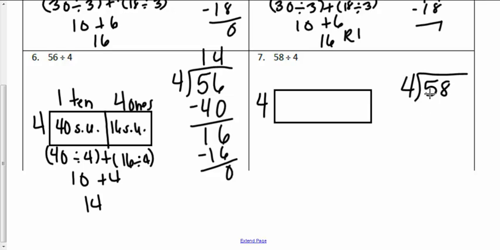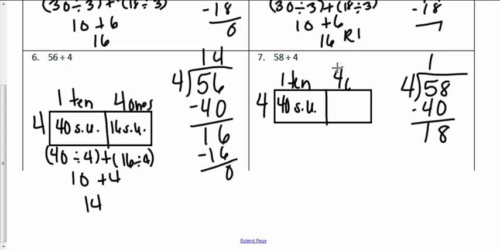All right, so I've got 4 would go into 5 tens one time. So that would be 10, and that would give this rectangle an area of 40 square units. So when I subtract 40, that would leave 10 and 8 ones. So that would go into 18 4 times, because 4 ones times 4 is 16. So if I put my 4 here, that's going to leave a remainder of 2.